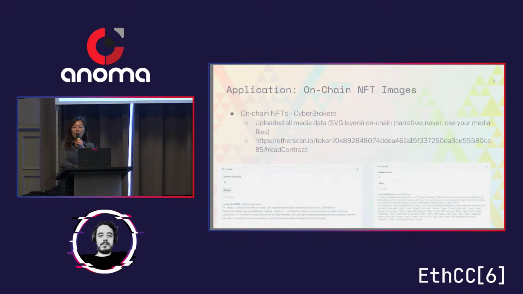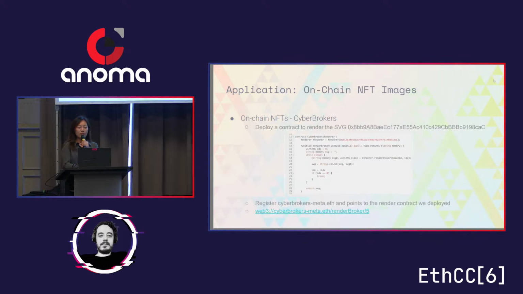There can be a lot of applications. One good example is on-chain NFTs like CyberBrokers. They upload all data on-chain and compose them using a smart contract. And we deploy a contract to render the data and register something like cyberbrokers-meta.eth and point to the render contract that we deployed.